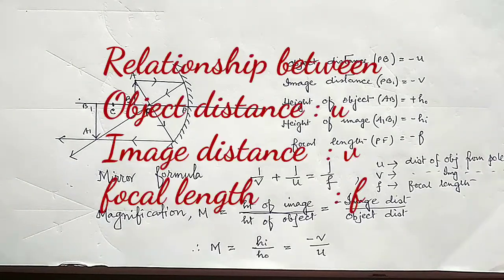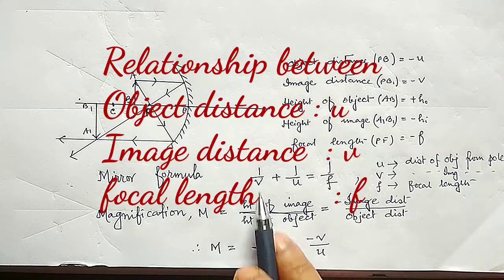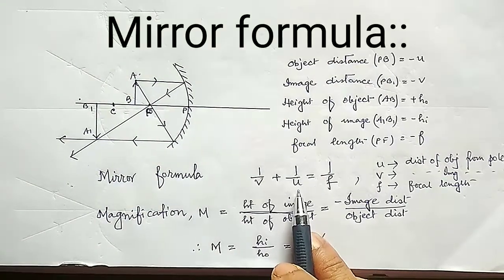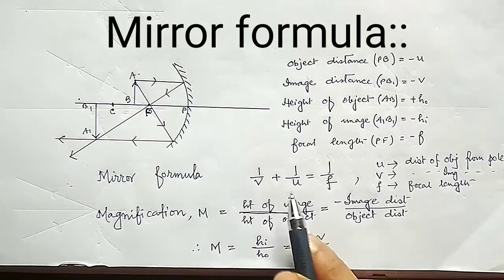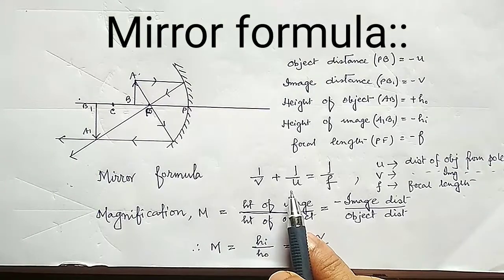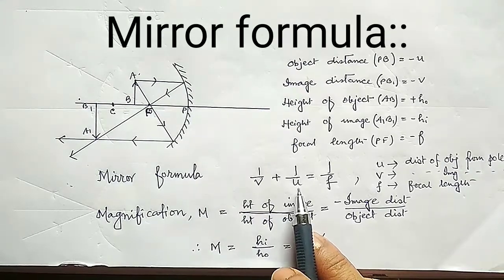The relationship between the distance of the object from the pole, that is u, the distance of the image from the pole, that is v, and the focal length f of a spherical mirror is given by the formula 1/v + 1/u = 1/f. This formula is valid for all situations and for all spherical mirrors. This formula is commonly known as the mirror formula.